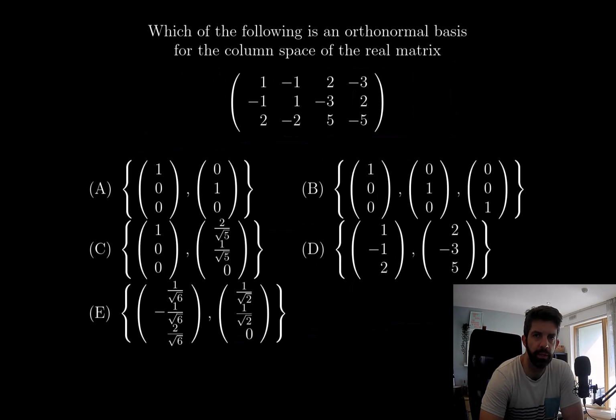Which of the following is an orthonormal basis for the column space of the real matrix given by this? Okay, so the first thing I want to do is figure out the dimension of the column space here.